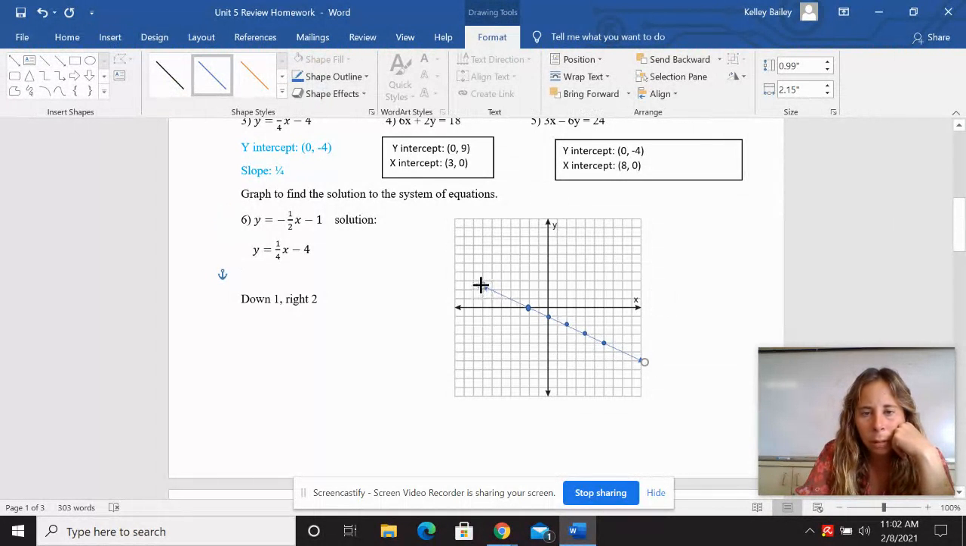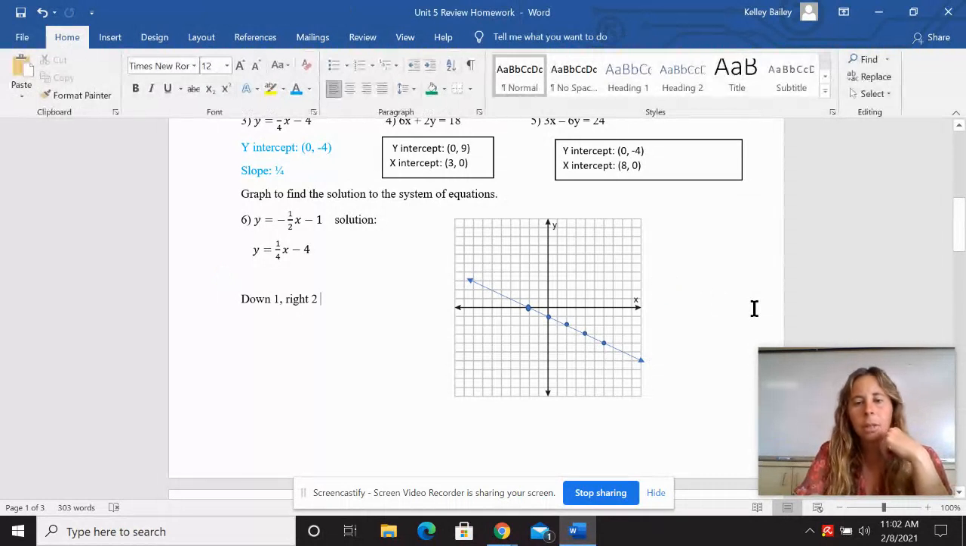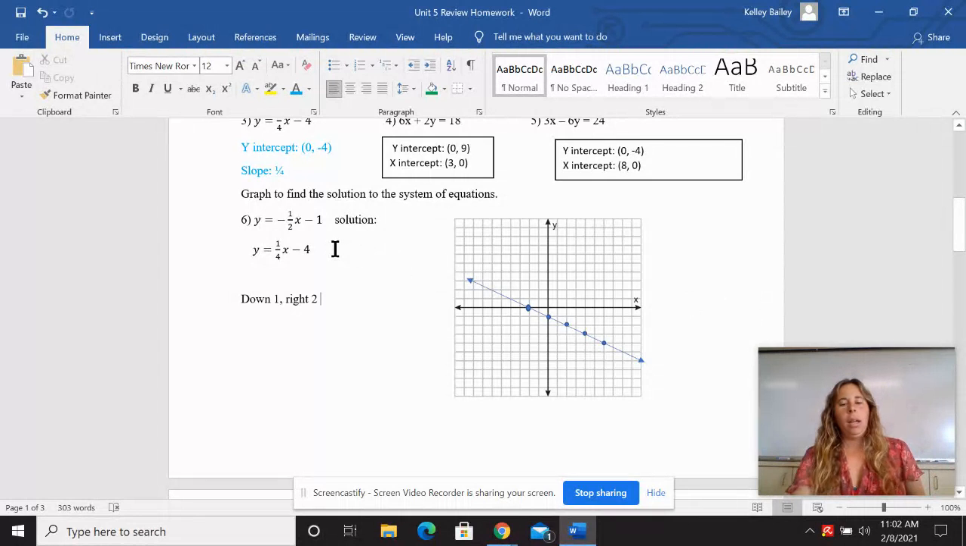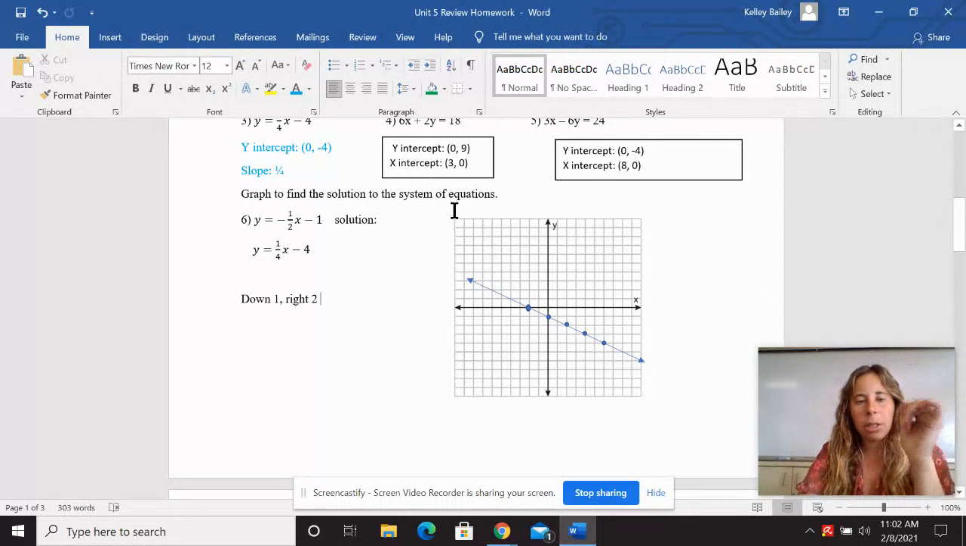We'll make this a little longer. Okay, that should be good enough. So there's my first line. This is an equation, so there's no shading here, only for inequalities.